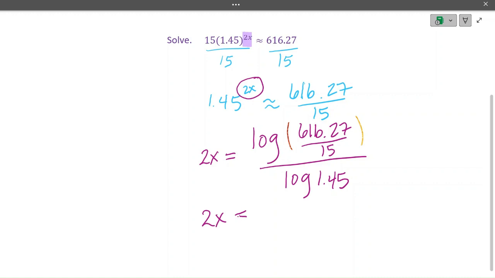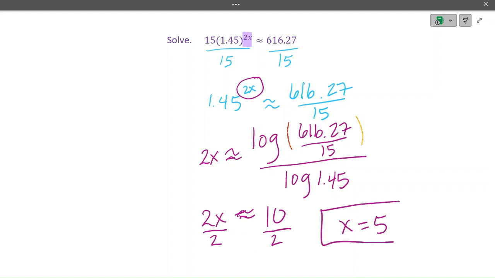about 10. And actually, this should have been about equal to 2. I'm not being very good about that in this video. All right, so we have 2x is approximately equal to 10. We need to get x by itself, so we're dividing by 2. So x equals 5.